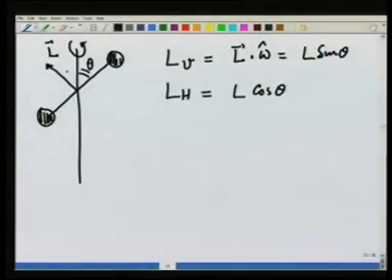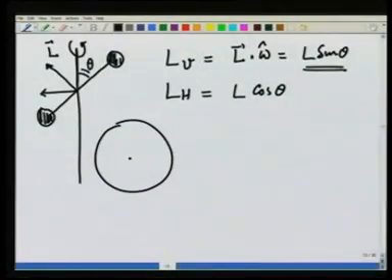Its magnitude is constant. You will see that this component along omega remains unchanged. The only component that rotates is the horizontal component. Let us see how it rotates. This is the horizontal component L_H, and it is rotating like this.